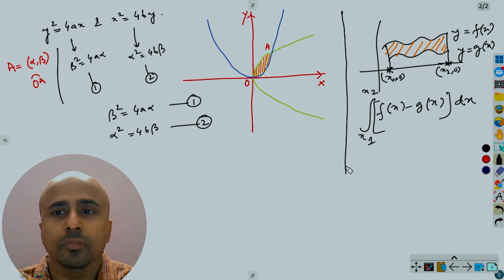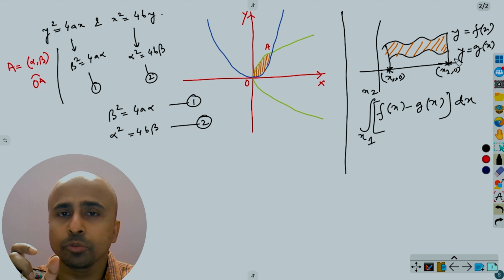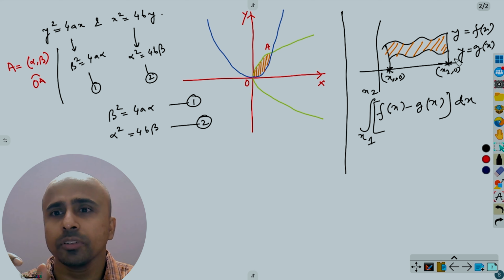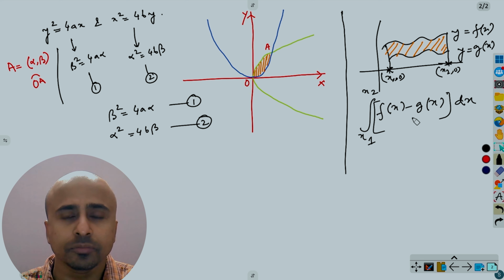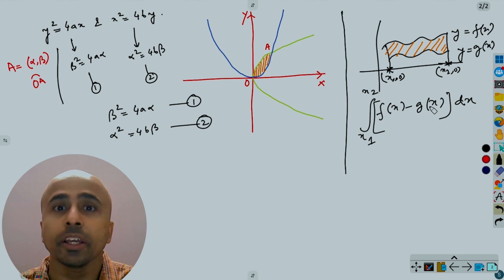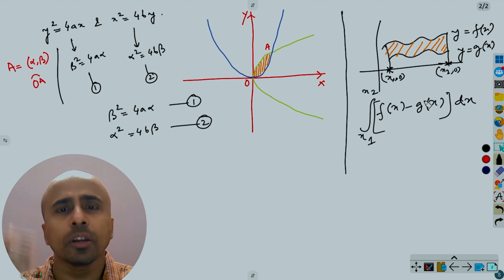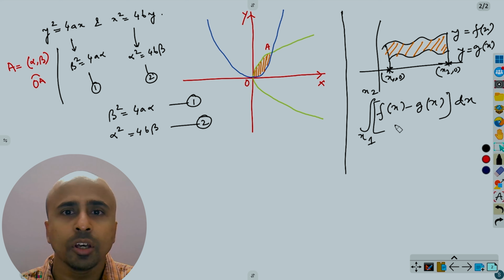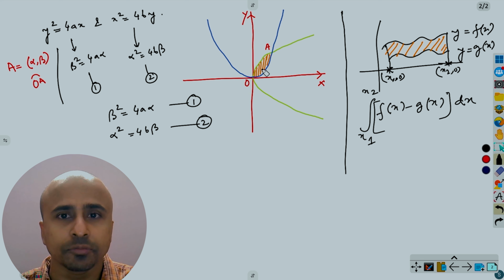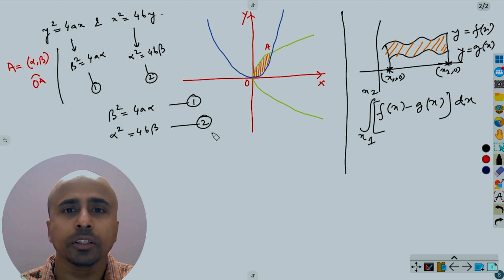Okay, I am saying once again, upper curve f(x) minus lower curve g(x). You just have to take the difference of these two curves. If you want, you can take mod, because area cannot be negative. But the concept is like this, that you just have to take the difference of upper curve and lower curve, and then you take the lower limit and upper limit, then integrate. So we will follow the same strategy here, the same formula here.